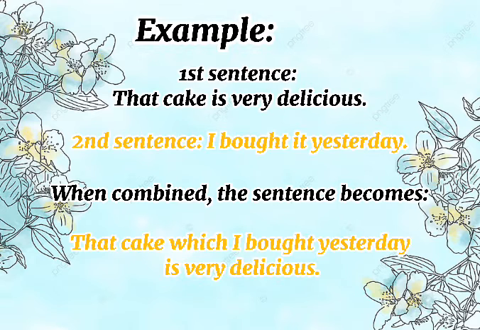Example. First sentence: That cake is very delicious. Second sentence: I bought it yesterday. When combined, the sentence becomes: That cake which I bought yesterday is very delicious. The word which here is a relative pronoun to replace the words that cake in the second sentence and connects the two sentences into one sentence.